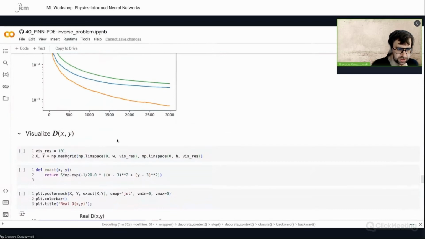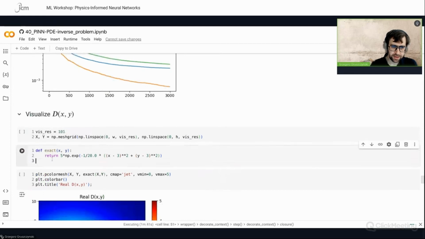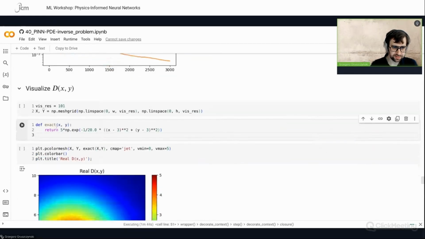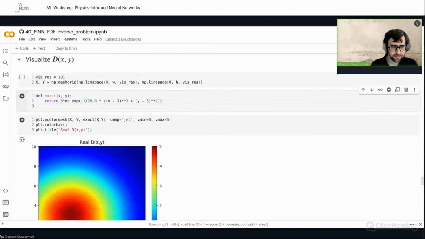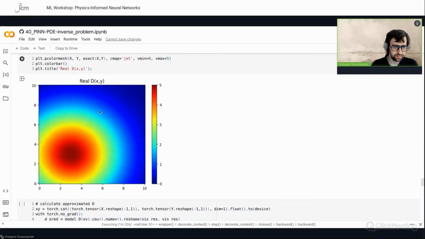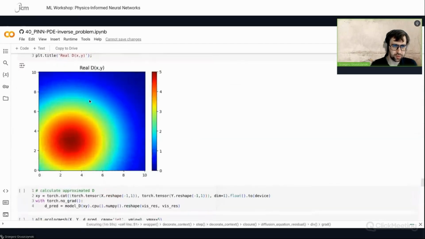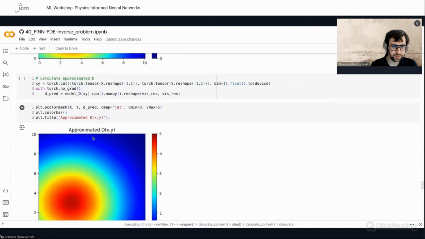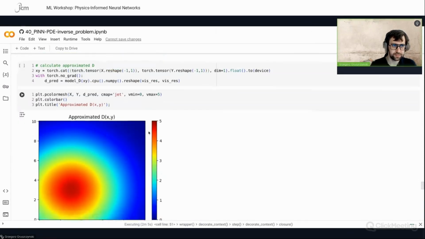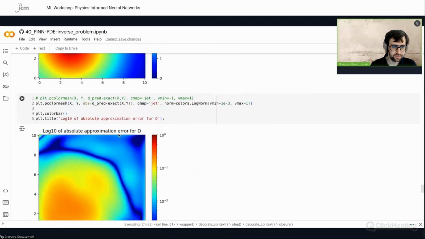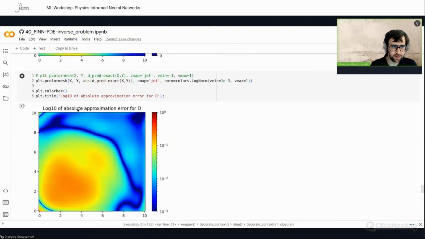And next we can make the visualization of the results. To do so, a mesh grid is created. And we also know the exact solution because we prepared this data before using a numerical solver. So this is the real diffusion coefficient. And here's the one which is approximated by the neural network. And surprisingly, it looks pretty similar. And here is the log of the absolute error.